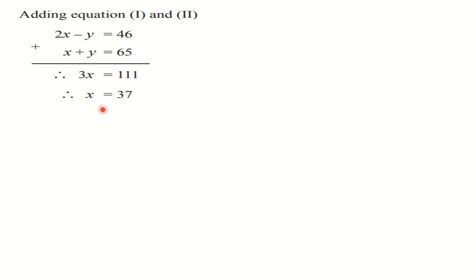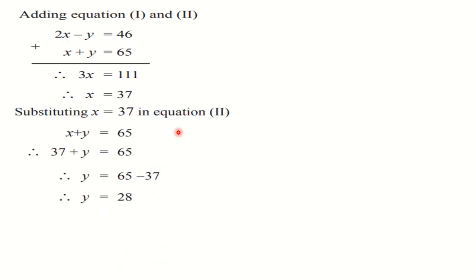Now let us put this value in equation 2. That is simple. Always choose the simpler equation. So we are choosing equation 2. We are substituting x is equal to 37 in equation 2. Okay, so equation 2 is what? x plus y is 65. In place of x we are writing 37. So 37 plus y is equal to 65. Next step, this 37 is shifted to the right hand side. Okay, so we got y is equal to 65 minus 37. That is y is equal to 28.